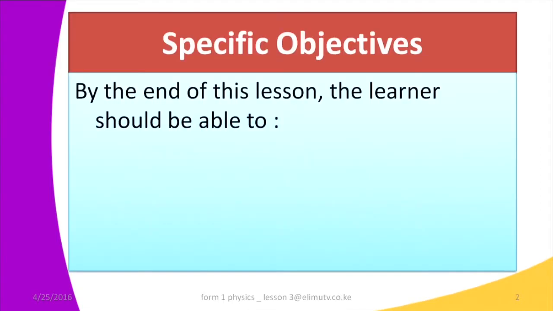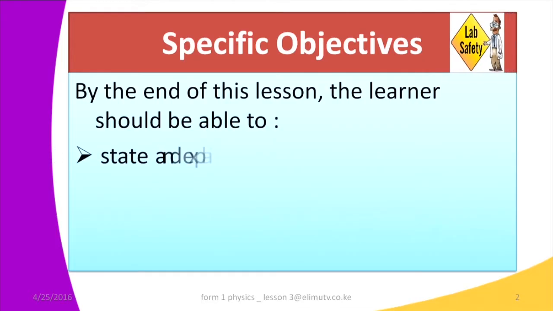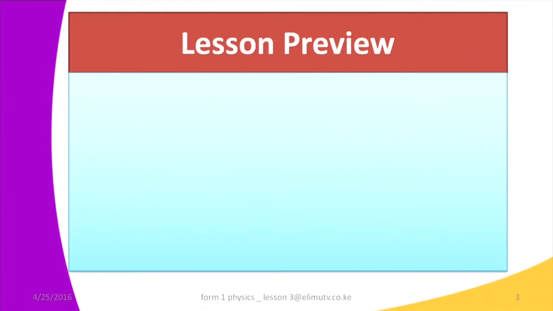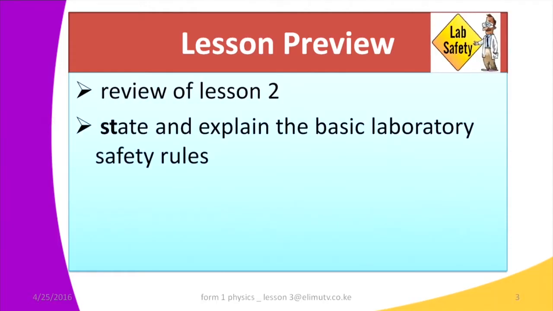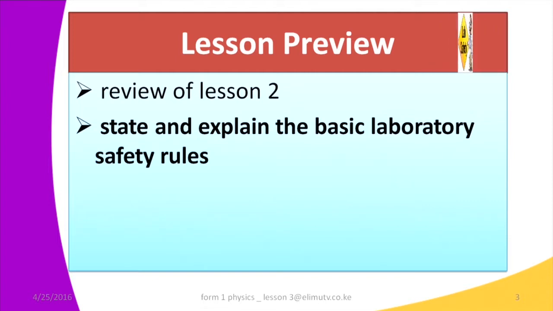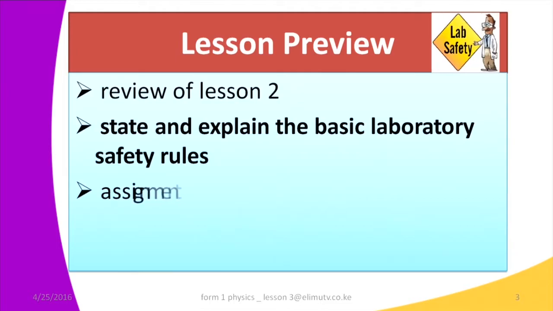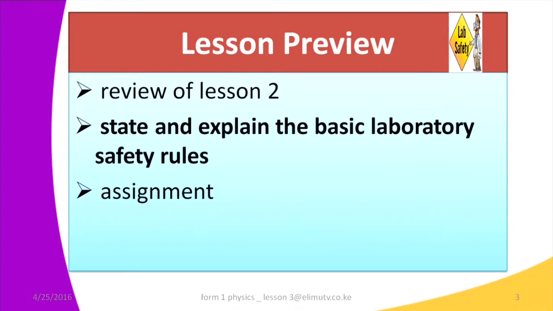To begin our lesson, we want to look at the specific objective. By the end of this lesson, the learner should be able to state and explain the basic laboratory safety rules that we are going to discuss. The lesson preview will follow this order: we review lesson 1 and lesson 2, then state and explain the basic laboratory safety rules, after which we will attempt some questions that will help us understand the entire discussion. So we shall have a lesson assignment at the end of the day.